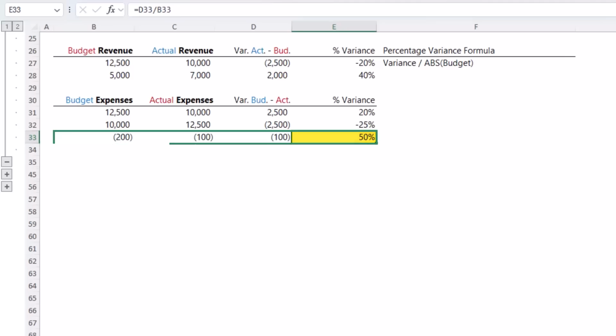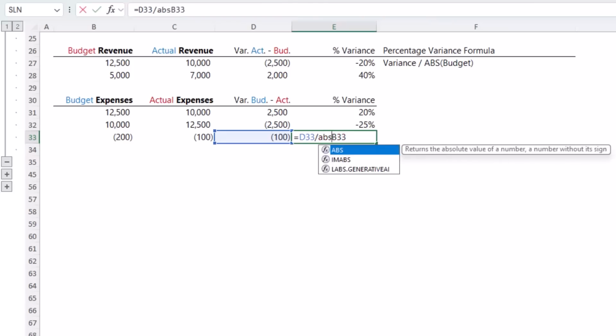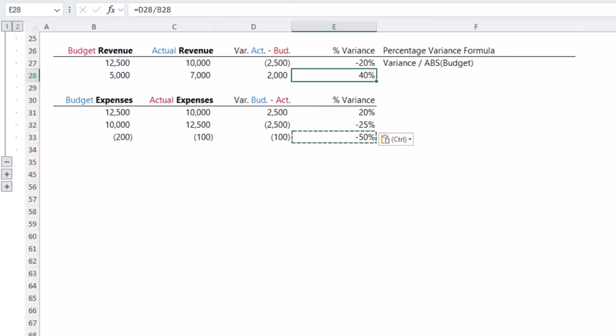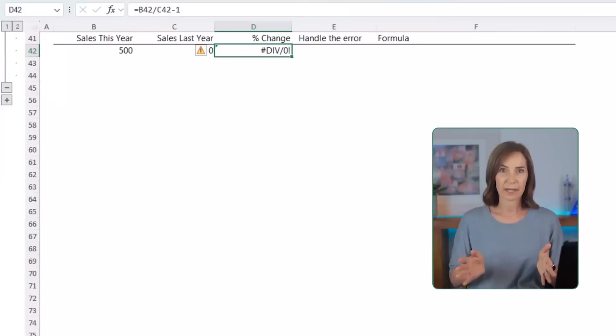To avoid misleading results, you should always wrap the denominator in the absolute function. That gets rid of the negative sign, and we then get the correct variance. And you can copy this and use it for all calculations, and you can see it returns the correct result in every instance. Here's another big one.